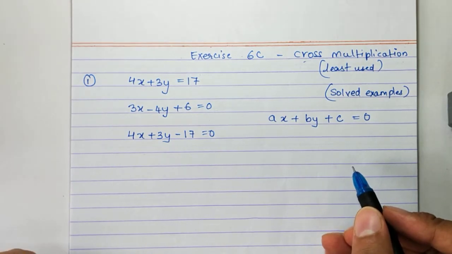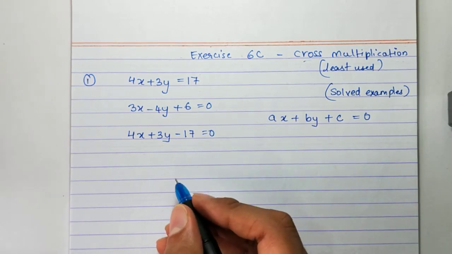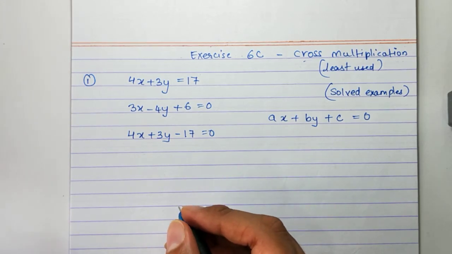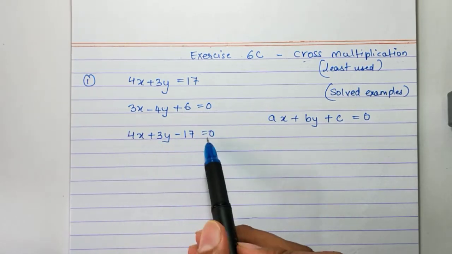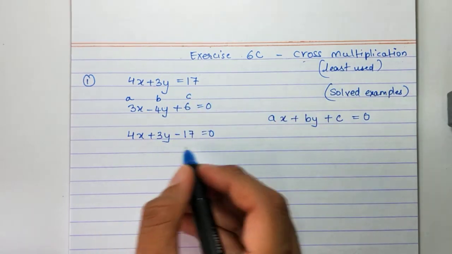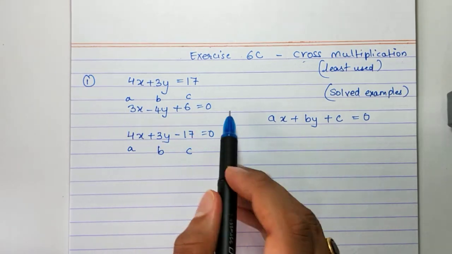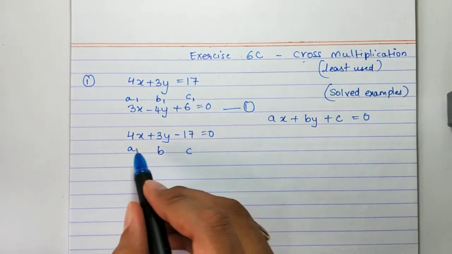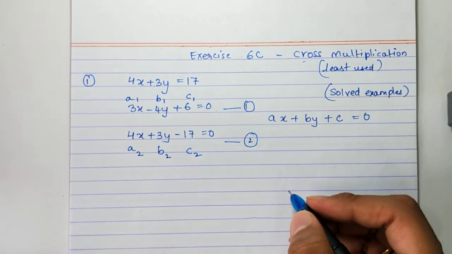Now, once you have the equation in this form, the second step is to find the values of a, b and c. This is the first equation, this is the second equation. Here this is a, this is b, this is c. In the second equation, this is a, b and c. This is my first equation, so I will name these a1, b1 and c1. This is my second equation, so I'll name them a2, b2 and c2.